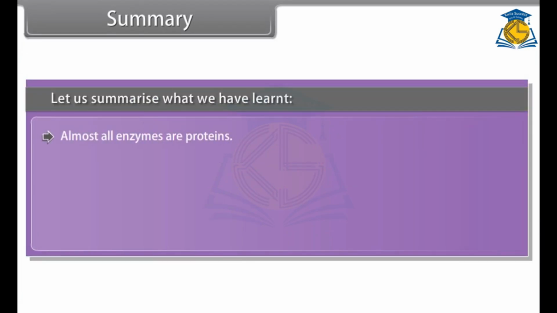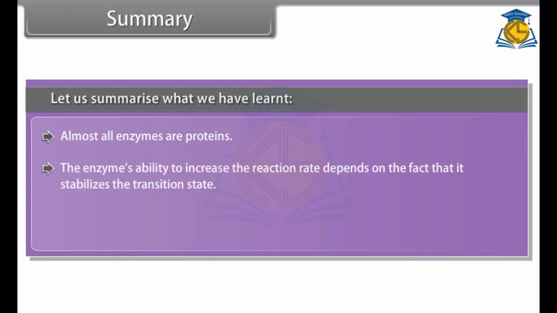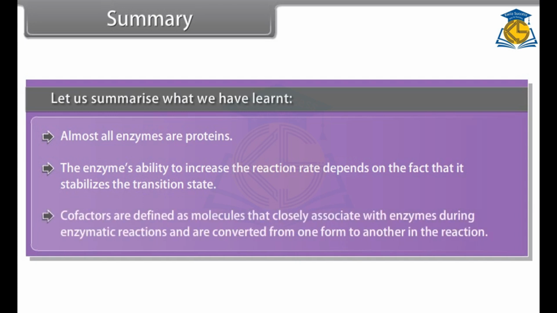Almost all enzymes are proteins. The enzyme's ability to increase the reaction rate depends on the fact that it stabilizes the transition state. Cofactors are defined as molecules that closely associate with enzymes during enzymatic reactions and are converted from one form to another in the reaction.